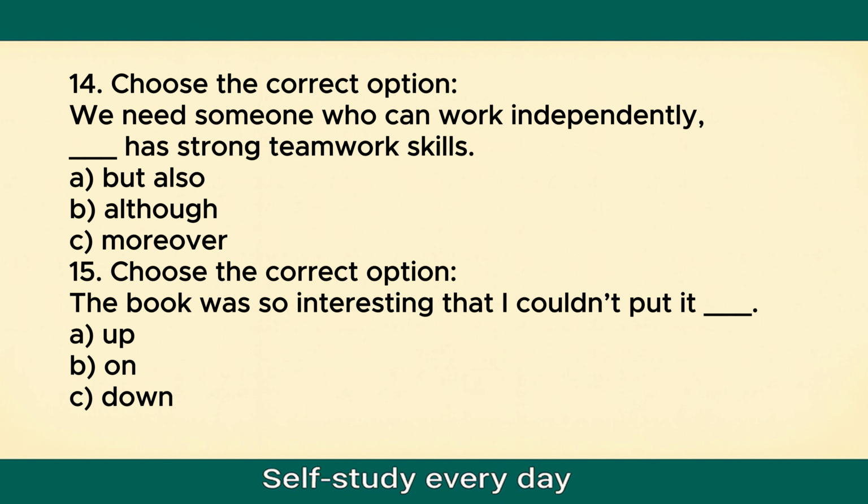14. Choose the correct option. We need someone who can work independently, has strong teamwork skills. A. But also. B. Although. C. Moreover.